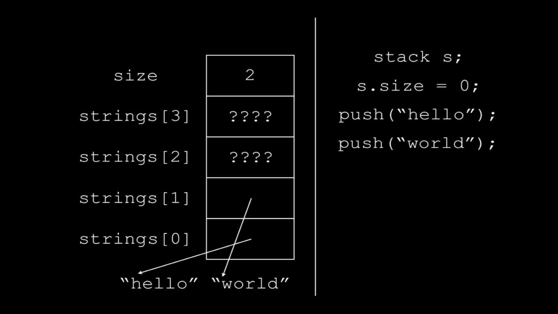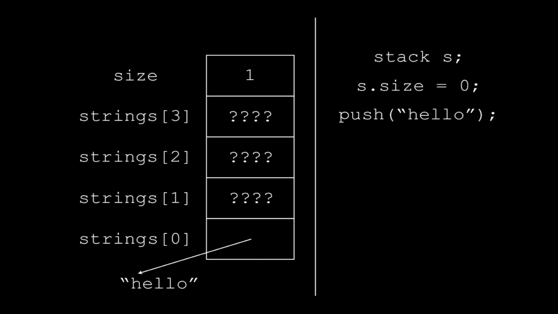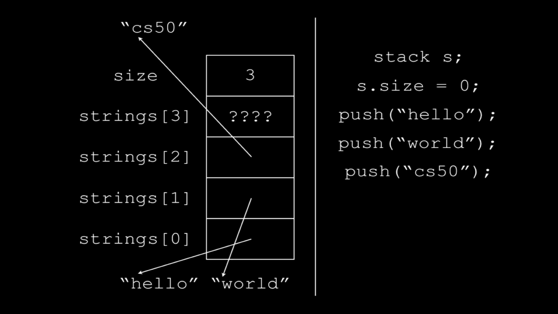We haven't initialized it. Let's say we push another string onto our stack. We're going to push world on this time. So you can see world here goes on top of hello, and the size count goes up to 2. Now we can push CS50, and that'll go on top again. So if we go back, you can see how we're pushing things on top of the stack. And now we get to pop.